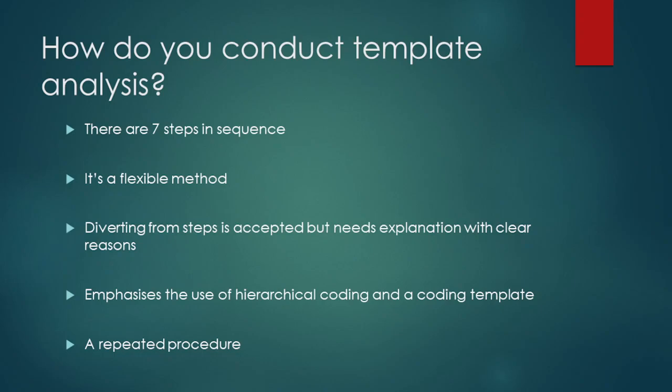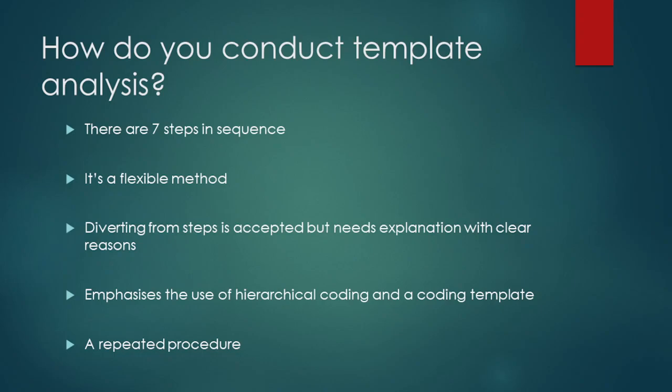So how do you conduct template analysis? King and Brooks listed 7 steps in sequence. However, the authors state that the method is flexible and can be adapted to the study needs. The style should not be viewed as narrowly prescriptive. Instead, any changes you make to the technique should be made clear with reasons. The style works well with an audit trail for a clear demonstration and explanation of how themes are developed and how you reach the final template structure.